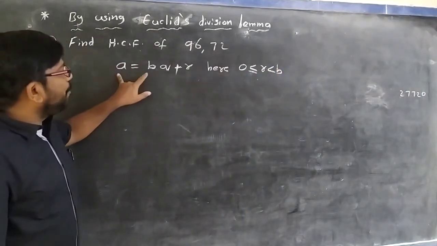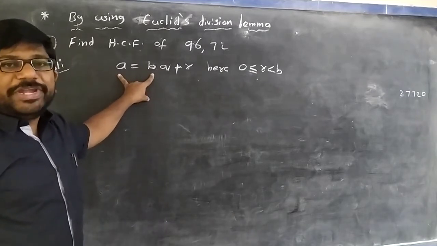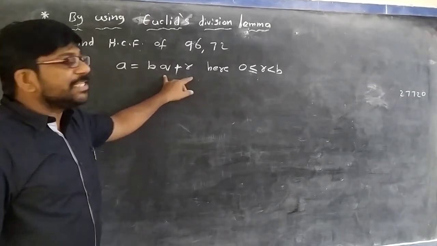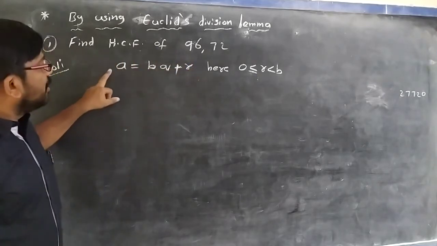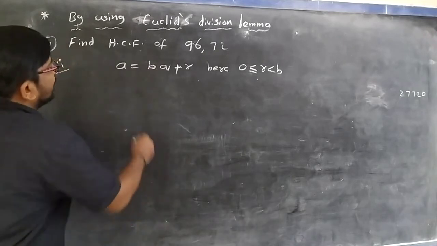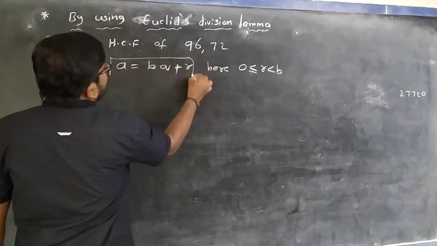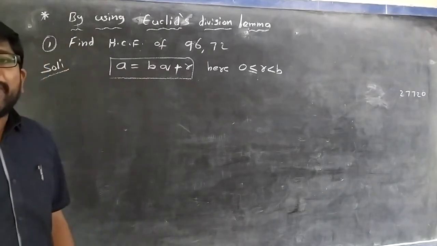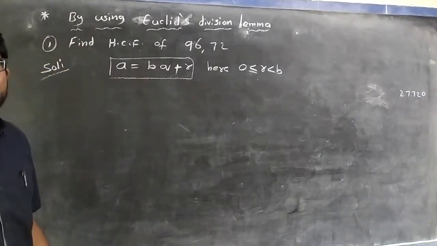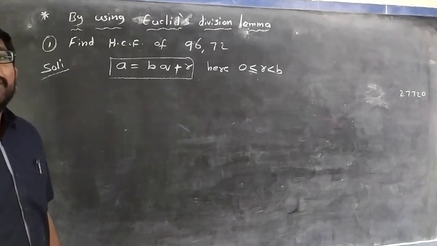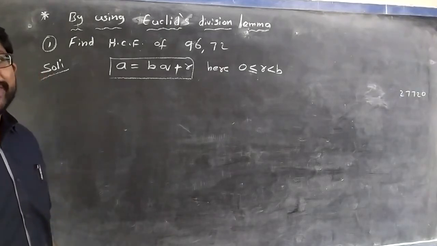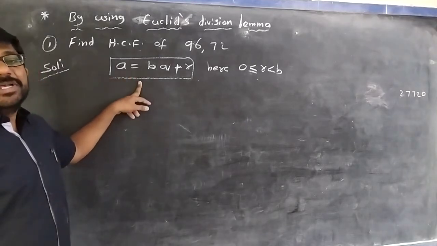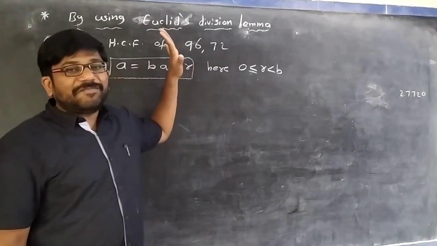Here a and b are two positive integers, so there exist q and r satisfying this condition, a equals bq plus r. This is known as Euclid's division lemma. Lemma means a rule. It was formed by Euclid, a great Greek mathematician. So by using this, how do we find the HCF?